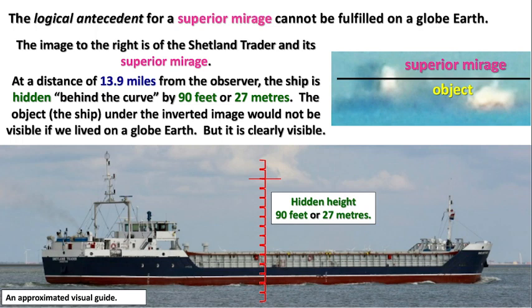The image to the right is of the Shetland trader and its superior mirage. At a distance of 13.9 miles from the observer, the ship is hidden behind the curve by 90 feet or 27 meters. The object, the ship, under the inverted image would not be visible if we lived on a globe Earth, but it is clearly visible.